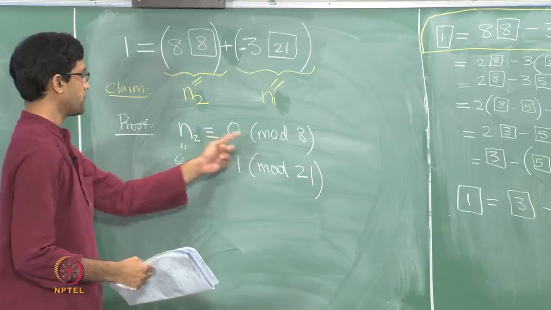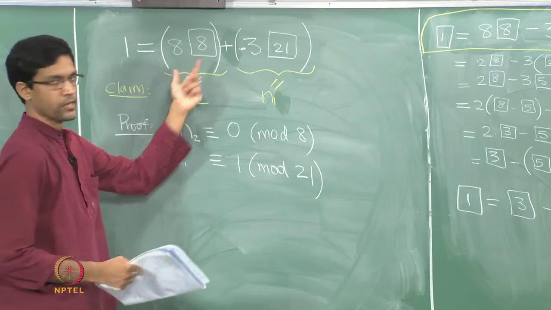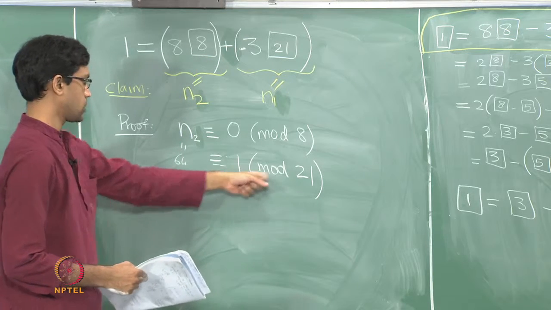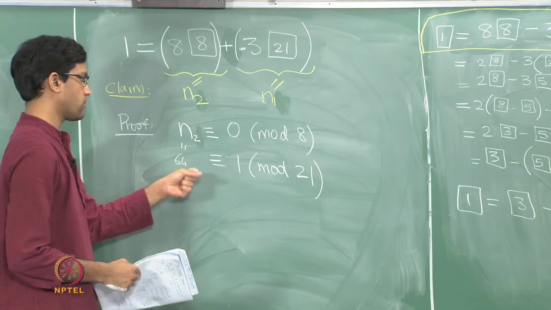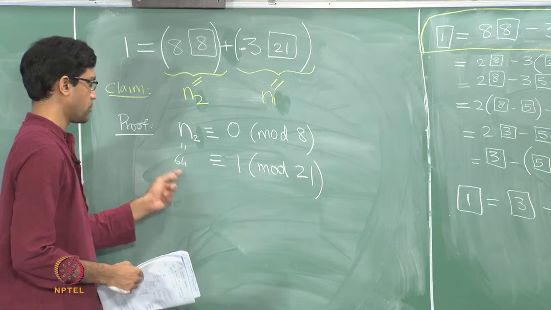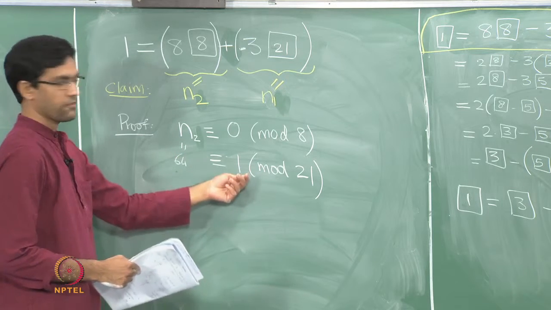Okay, why is it 0 mod 8? Because it's a multiple of 8. That's more or less clear. Why is it congruent to 1 mod 21? Well, when you divide 64 by 21, you get 63 as the quotient, right? And there's a 1 left over.